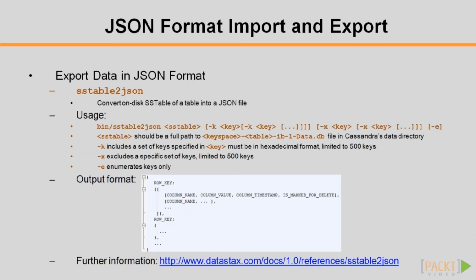Cassandra provides a tool called sstable2json that can convert the on-disk SSTable of a column family into a JSON file. You may use switches to include or exclude specific keys in the export, or simply enumerate only the keys without data. The output format of the JSON file follows the pattern on the screen. You'll have a clearer picture after the demonstration that exports the rows in the FB table into a JSON file.